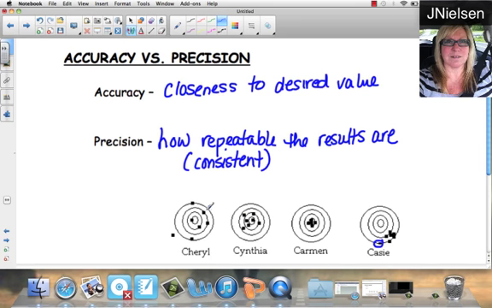Cheryl, on the other hand, all of her shots are all over the place. So Cheryl was neither accurate nor precise. And Cynthia, well, she hit the bullseye kind of once, and then she's kind of got them in the general area.